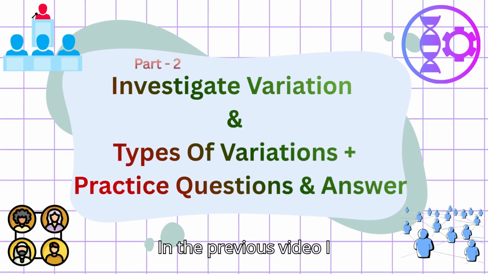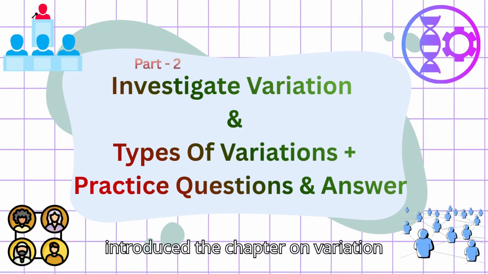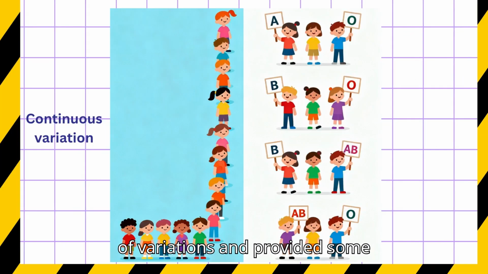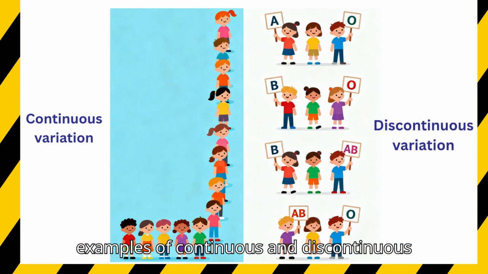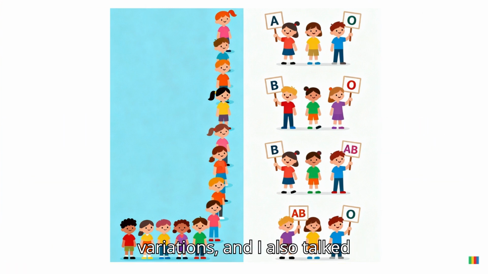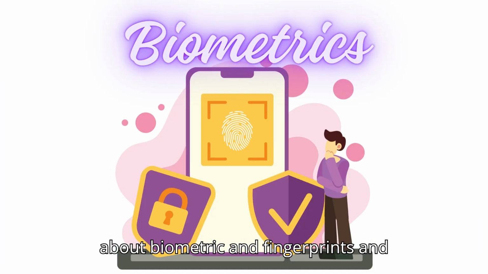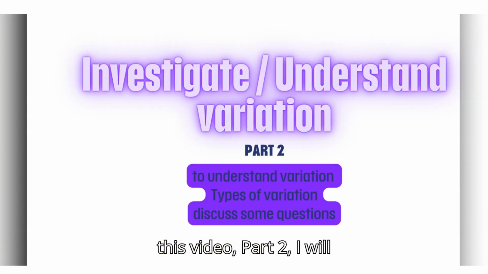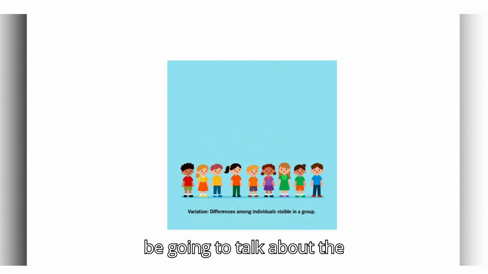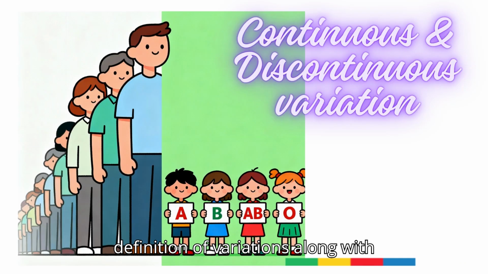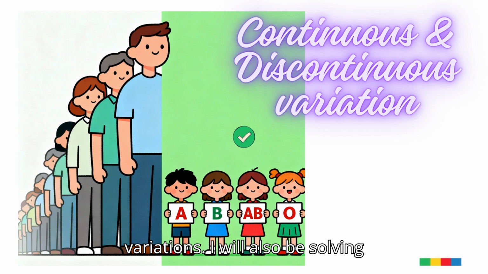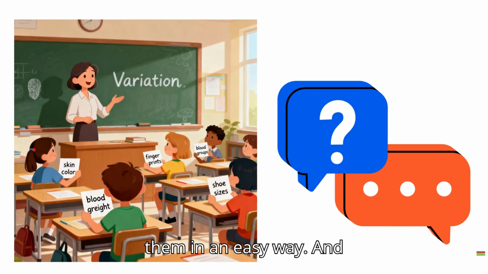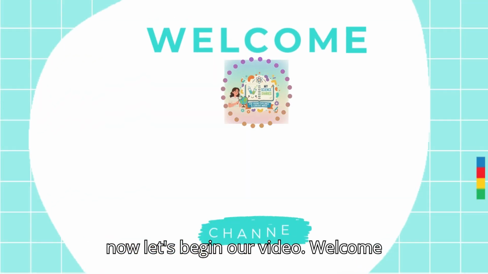In the previous video, I introduced the chapter on variation, where I explained the concept of variations and provided some examples of continuous and discontinuous variations. I also talked about biometrics and fingerprints and discussed their uses. Now, in this video, part 2, I will talk about the definition of variations along with examples of continuous and discontinuous variations. I will also be solving some exercise questions and discussing them in an easy way. And now let's begin our video.